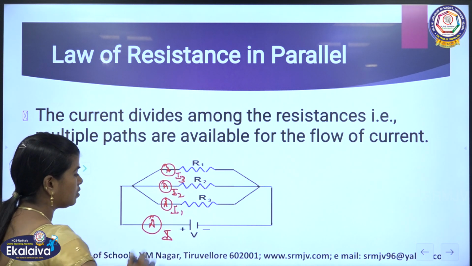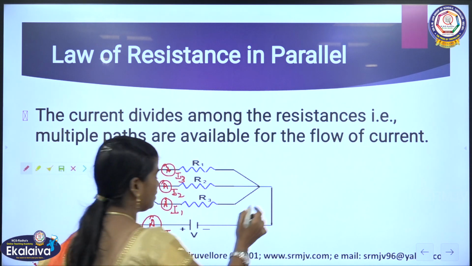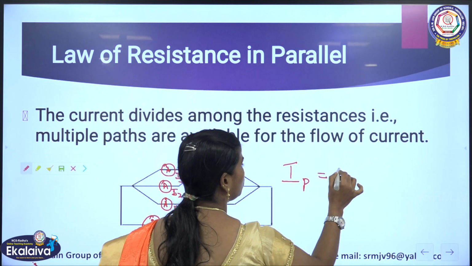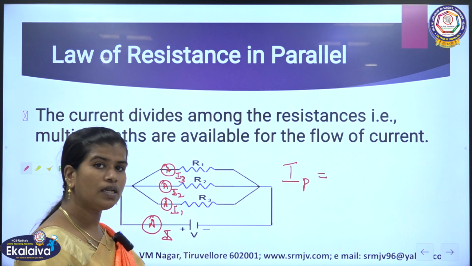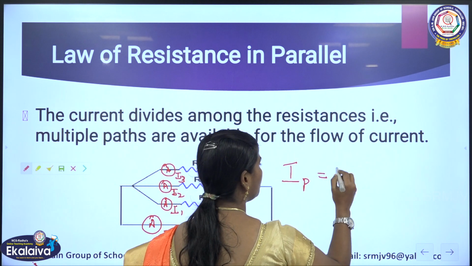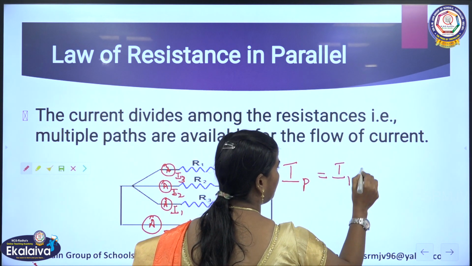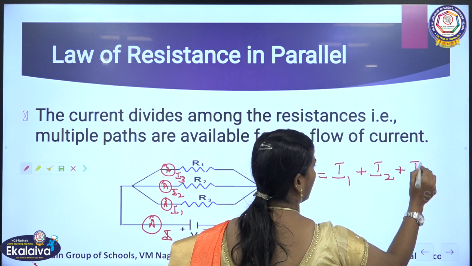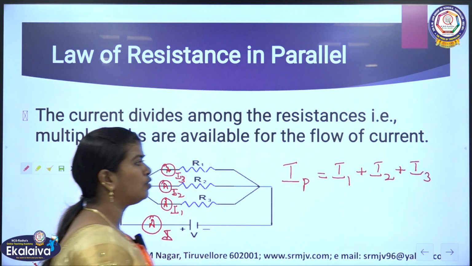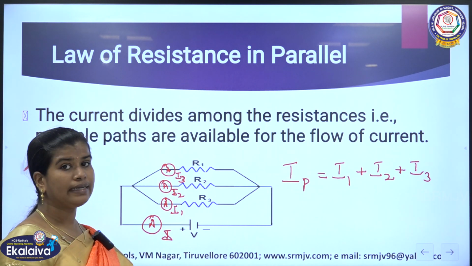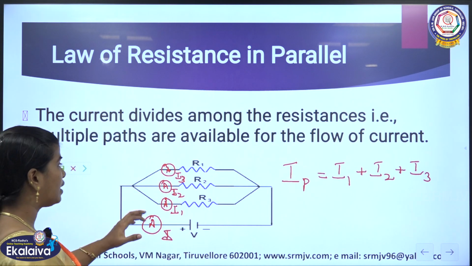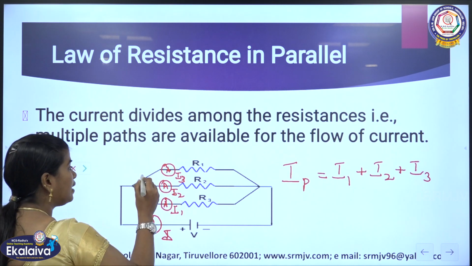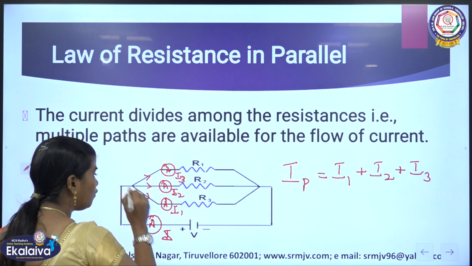So the total current flowing through the parallel circuit will be equal to the sum of the individual currents flowing through the resistors, I1 plus I2 plus I3. This is what happens to the current in case of parallel. If I am connecting 3 resistors, the current gets 3 different paths to flow through.